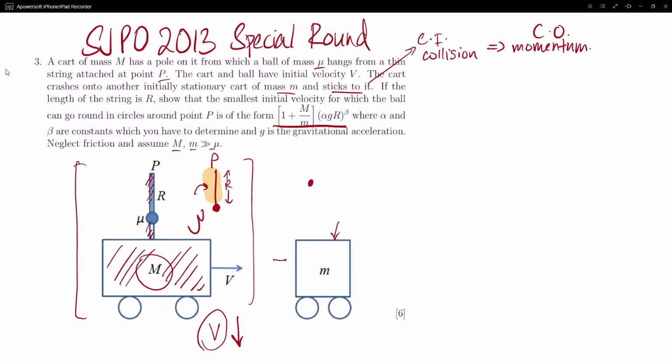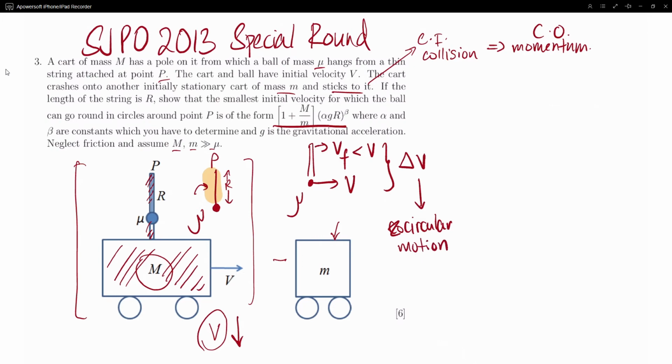So what we have here is this ball of mass mu. It's going to move at a speed v when all the other things are going to move at a speed vf that is less than v. So we have some difference in velocity that will allow it to complete this circular motion. It's about the net velocity of this ball.